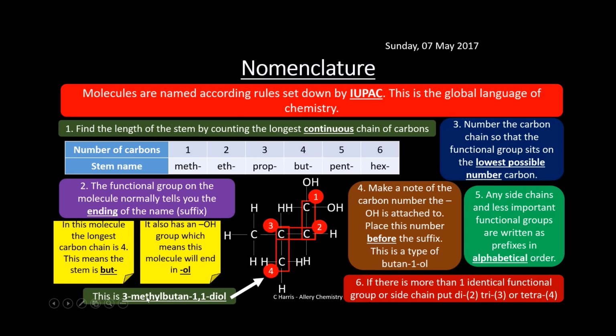We've got 3-methyl: a methyl group sitting on the third carbon, carbon number 3. Butan, because the longest carbon chain is butan. And 1,1, because we've got 2 alcohol groups sitting on carbon number 1, so we call it 1,1. And di tells us we've got 2 of them, ol because it's an alcohol. So make sure you're able to name that and look for the longest carbon chain.